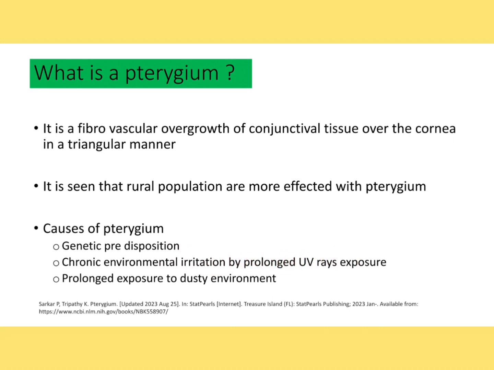Suppose someone's work profile requires him to travel in the sun for a very prolonged time. That person will be more exposed to UV light than a person who is doing indoor work for the whole day, like working in an office. Someone like a traffic police is in the sun for the whole day. So that traffic police is more exposed to UV light than the office worker. Ultimately, more UV exposure can lead to more risk of developing this pterygium.